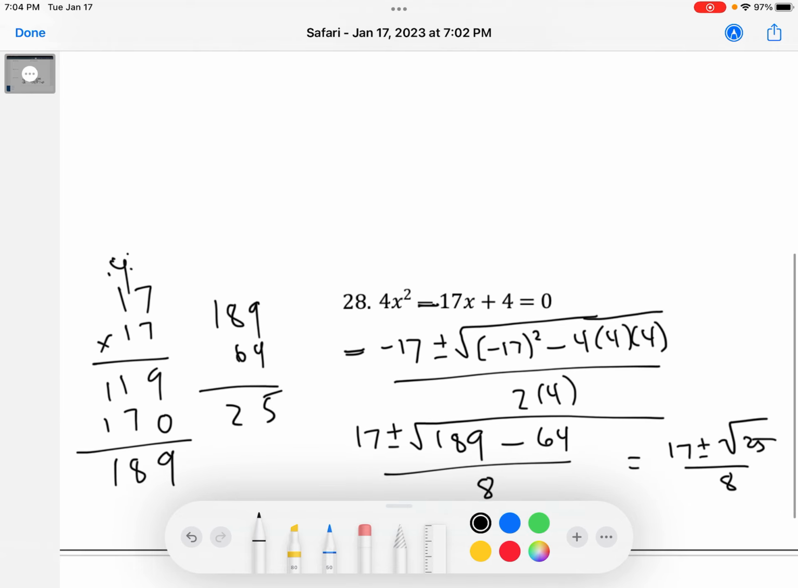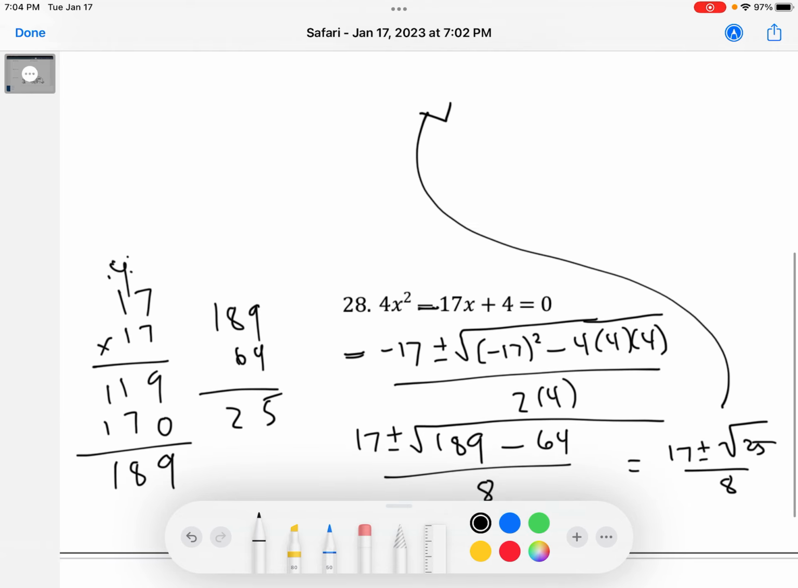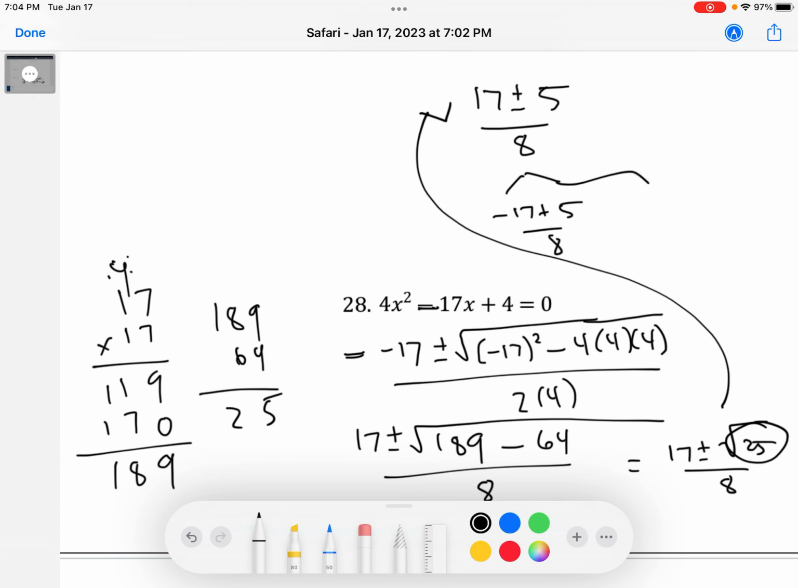Okay, now let's go over here. So now we've got 17 plus or minus the square root of 225, which is 15, all over 8. Breaking this apart, negative 17 plus 15 over 8 and negative 17 minus 15 over 8. Negative 17 plus 15, negative 2 over 8. Negative 17 minus 15, negative 32 over 8.